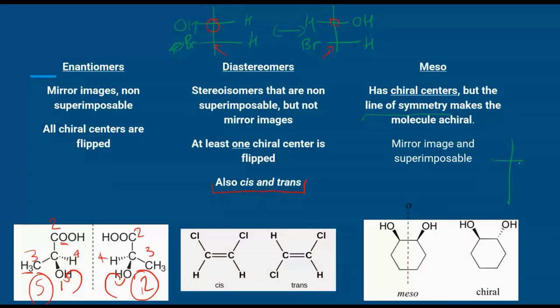So if something like this, this is a meso compound because of a line of symmetry going this way. Okay? It has chiral centers. However, the molecule itself is achiral. That's an important distinction.